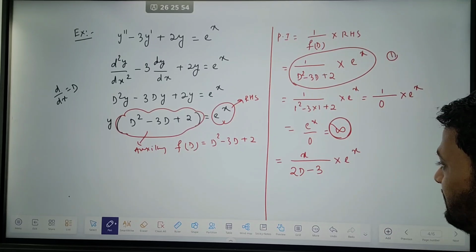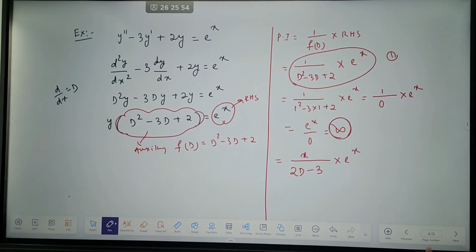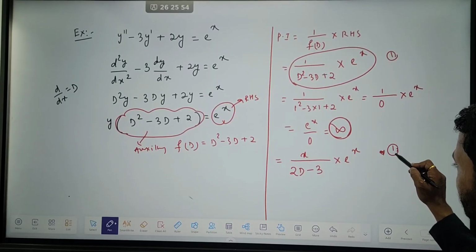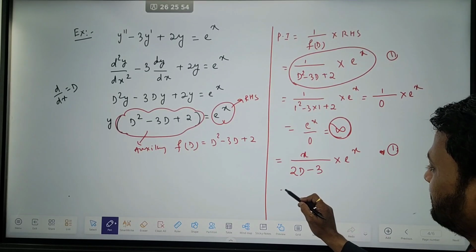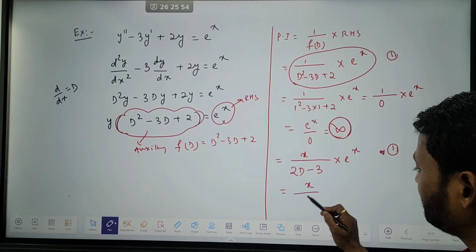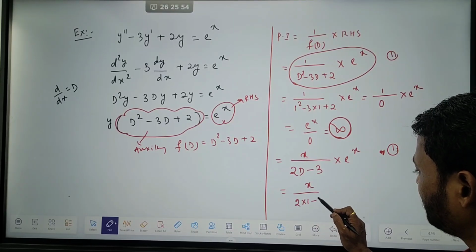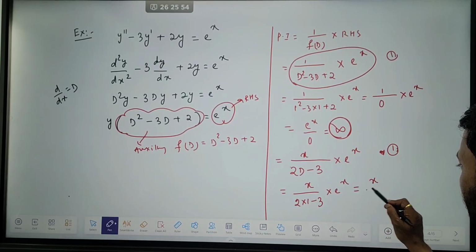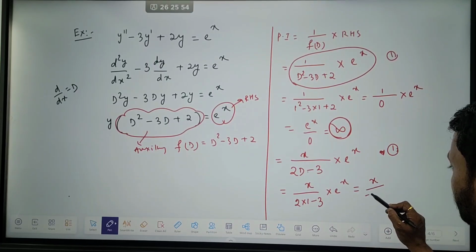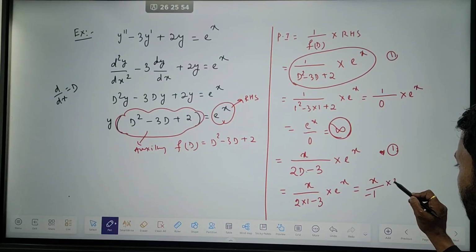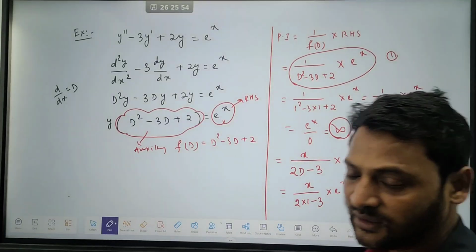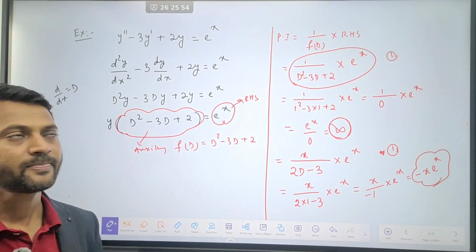Is it clear? So now what you will do, again you take the coefficient of x. The coefficient of x is 1. You put the value 1 in this equation. So it is x by 2 into 1 minus 3, into e to the power x, which is x by 2 minus 3, that is minus 1, into e to the power x. So the final answer is minus x e to the power x. This is your final answer. Clear? Note this down.